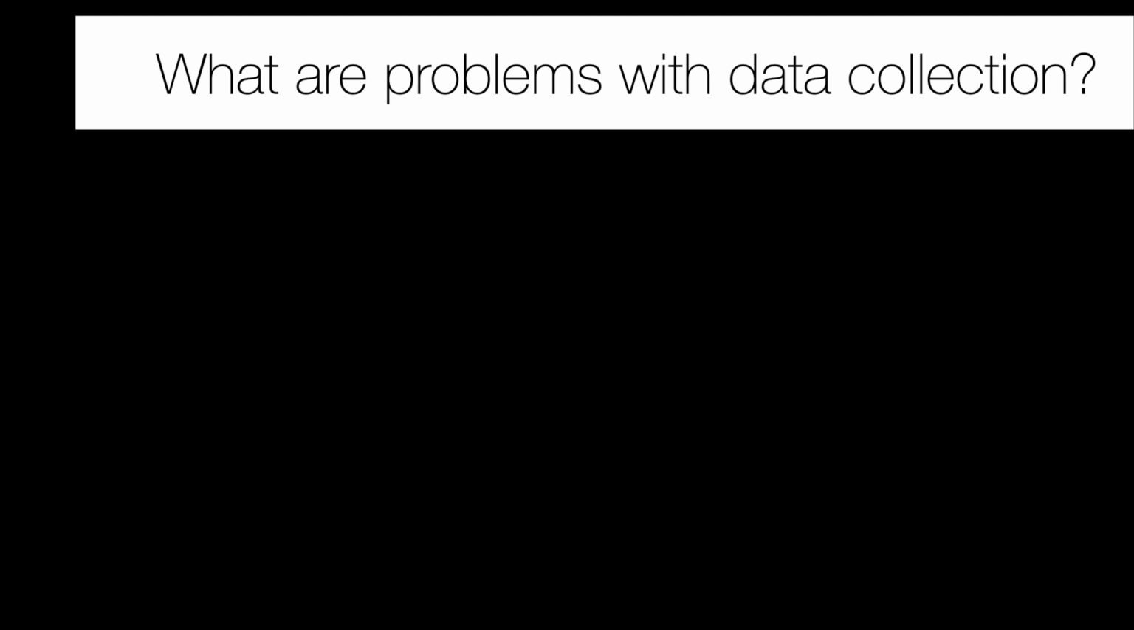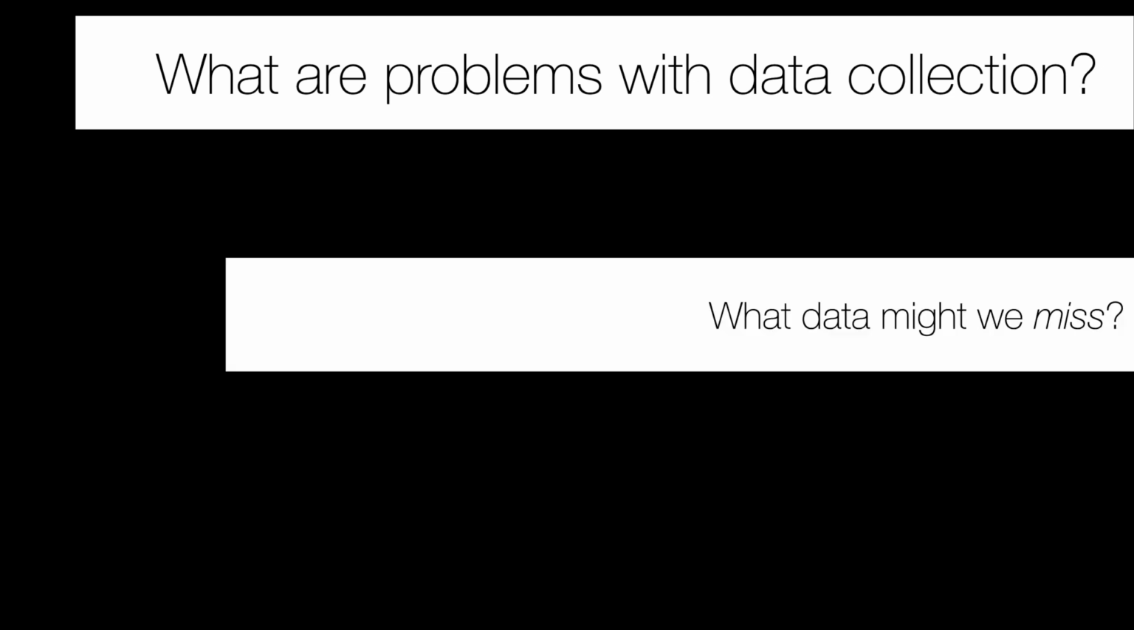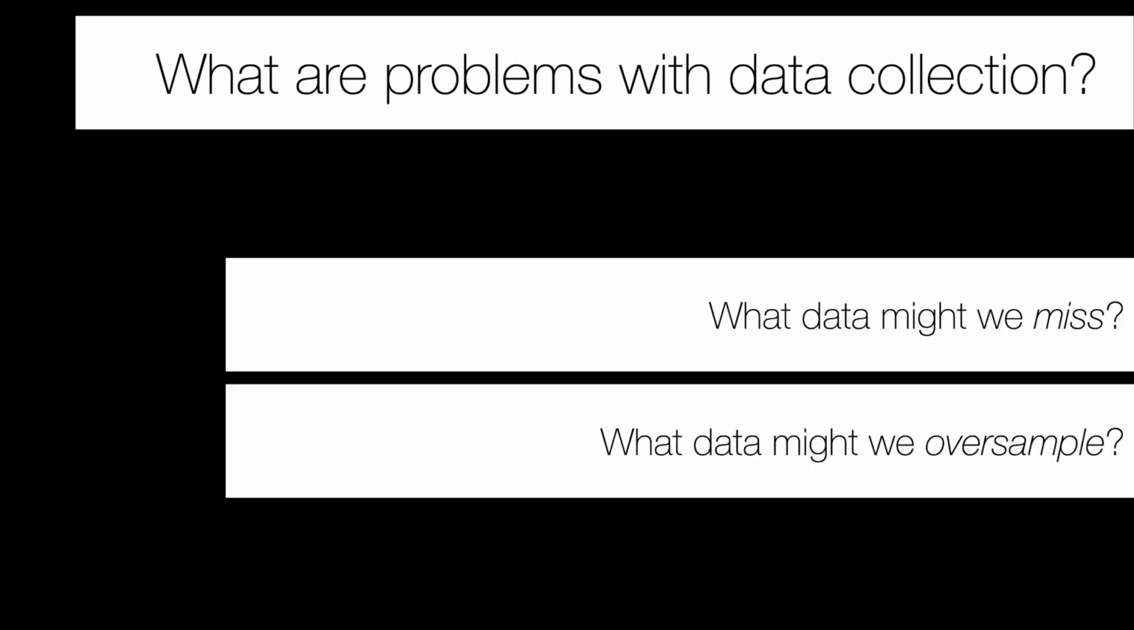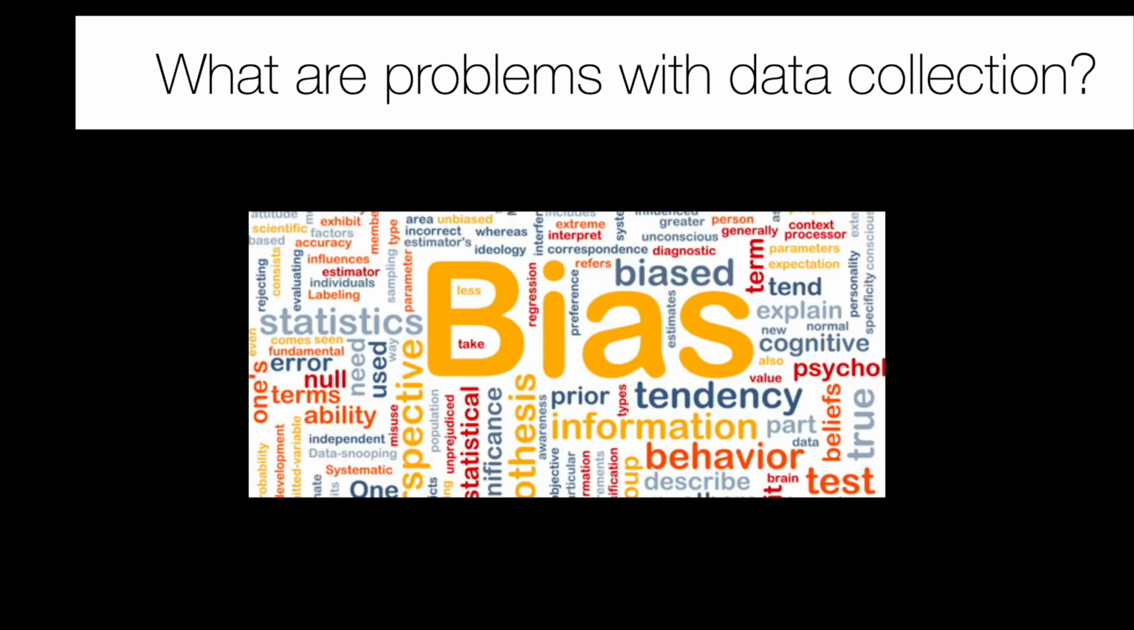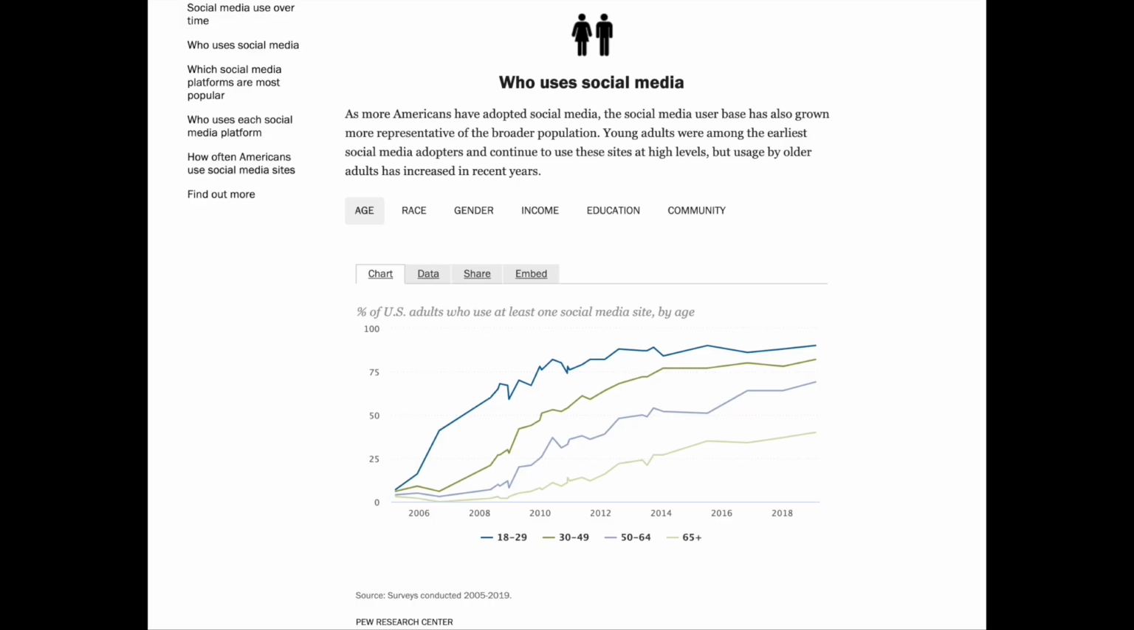So we've talked a lot about the kinds of problems we're interested in. We've talked about the kinds of data we have, where we can get that data. Now let's talk about the kinds of problems we may encounter with that data. There are two main questions here. What data might we miss? And what data might we oversample or get too much of? Really, this is a question of bias in our data, where we know that social media data is biased.